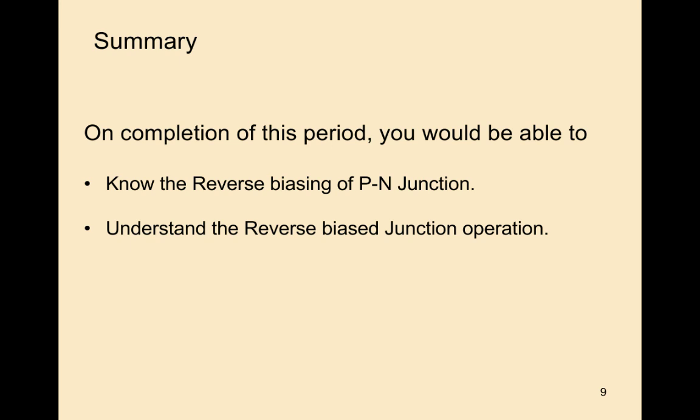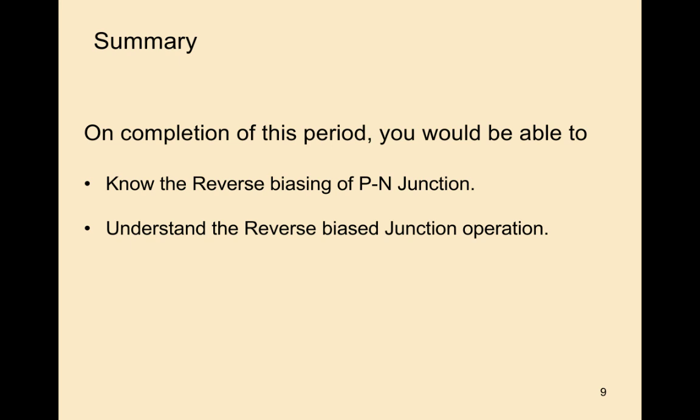In reverse bias condition, no current flows in the diode, but a small value of current flows due to the minority charge carriers. So what are the minority charge carriers in the P side? Electrons. Minority charge carriers in the N side are holes. Due to these minority charge carriers, a small current flows in the diode. That current is called the reverse saturation current.